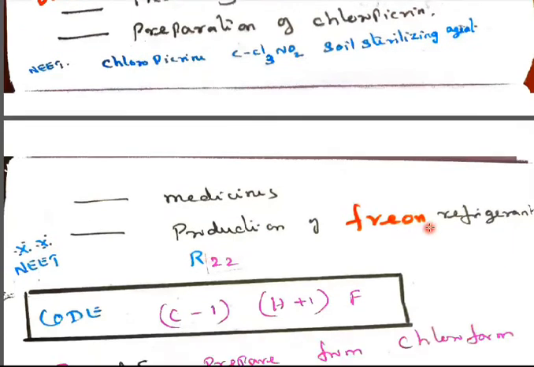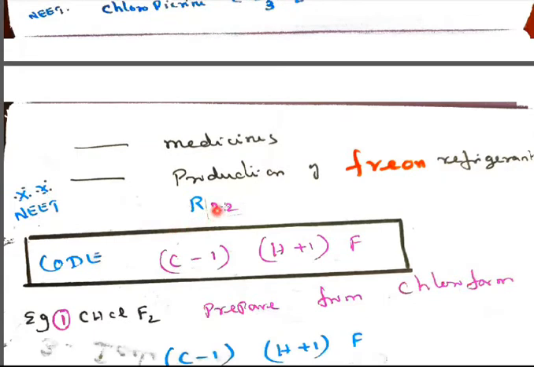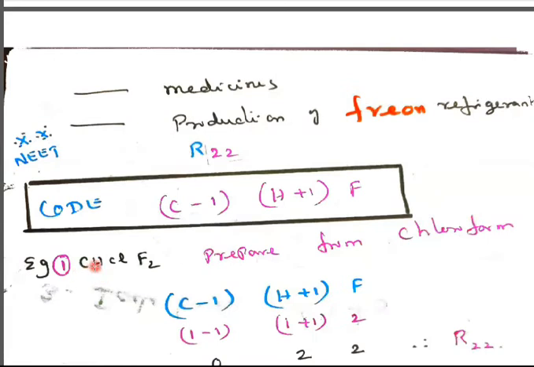It is also used in medicines and in the production of freons as refrigerants. Freon is used as a refrigerant in R22. In the NEET exam, one question is definitely there: R22. Why is it called R22? Refrigerant 22. These are the US numbers. The code number you just learn is C-1, H+1, F. C-1 means carbon minus 1, hydrogen plus 1, and the number of fluorines. For example, CHClF2 is prepared from chloroform.